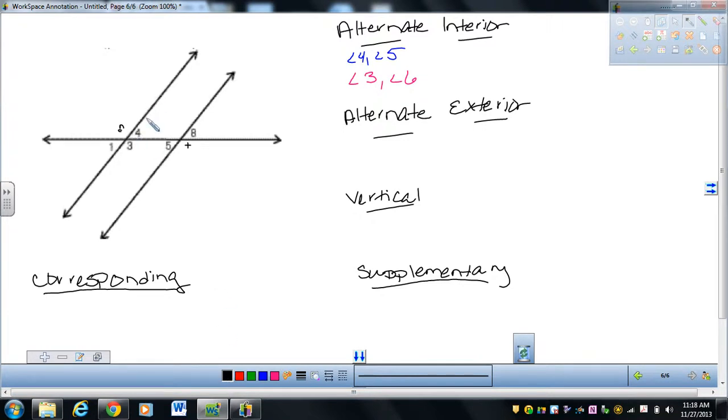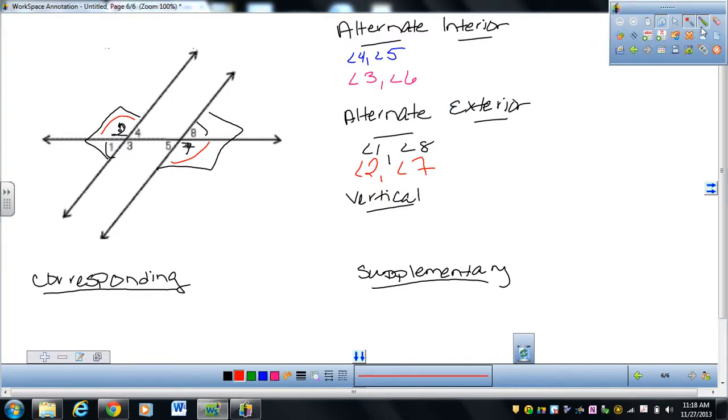Okay, now for the alternate exteriors, I've got this group here, and that's supposed to be a 2. And I've got this group here, those are alternate, and that should be a 7. So I've got my group here and my group here, except they have to be on opposite sides of this. So I've got 1 and 8, angle 1 and angle 8. And then I've got angle 2 and angle 7. Angle 2, angle 7.